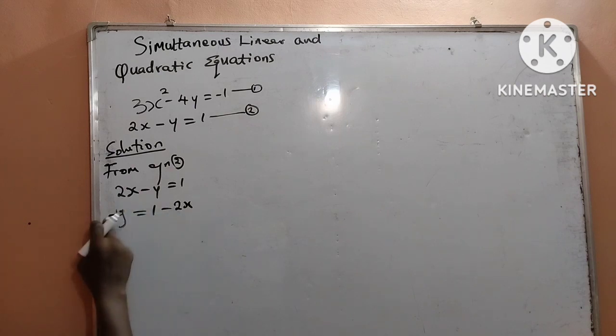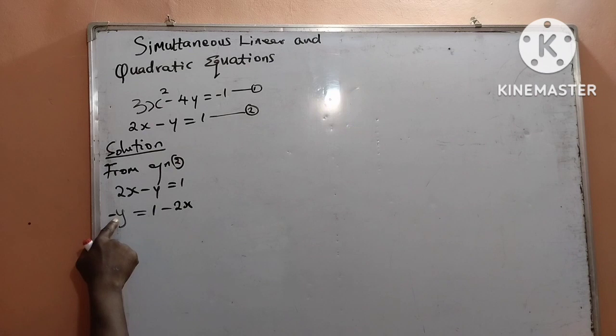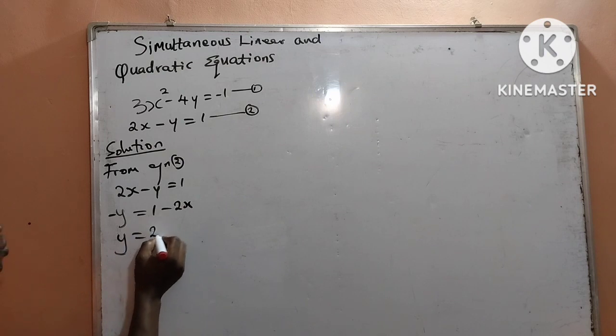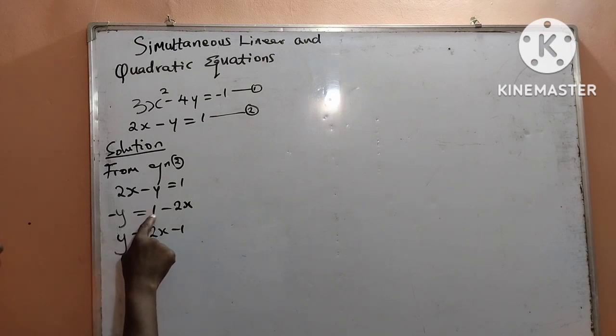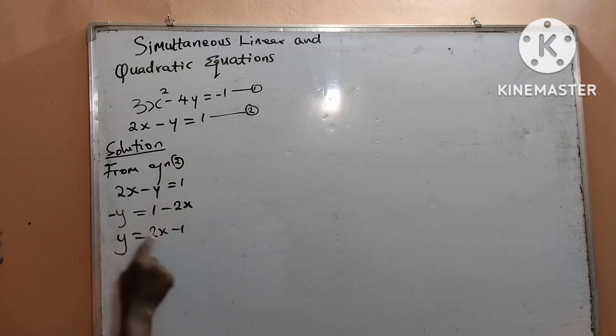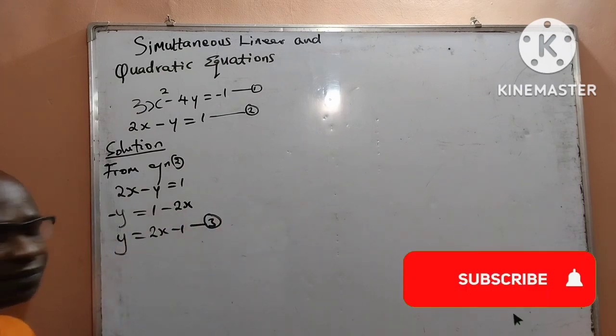Now, I want to multiply both sides by negative 1 so that I can get y alone instead of getting negative y. Therefore, y will now be equal to 2x minus 1. That is, minus 1 times y will give me y, minus 1 times 1 will give me minus 1, and minus 1 times minus 2x will give me positive 2x. This now will be my equation 3.